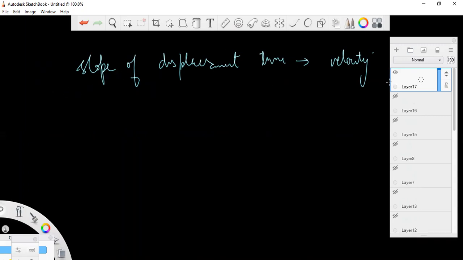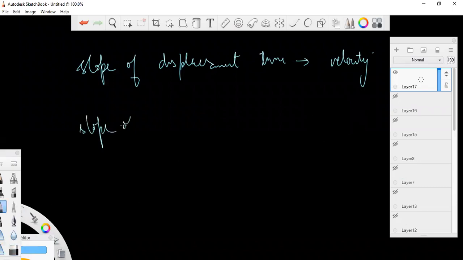Correct. Yes, sir. And similarly, acceleration is what? The rate of change of velocity, right? So if I ask you the slope of velocity time graph, what will that give you? Acceleration. Is that clear to all of you? Should I repeat this? No, sir. Yes or no?